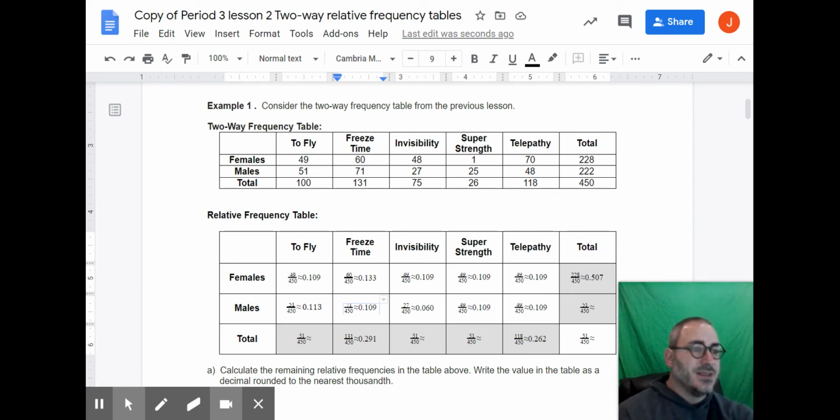So it's 0.15777 repeating. Okay, if I want to interpret this result, I'd say about 15.77% of respondents were males that wanted to freeze time. All right, 0.157. No, the 7 has to go up to an 8, right? Because in the 10,000ths place there's a 7, which means in my thousandths place I round that 7 up to an 8. So 0.158. All right, you kind of feel how this is working out?